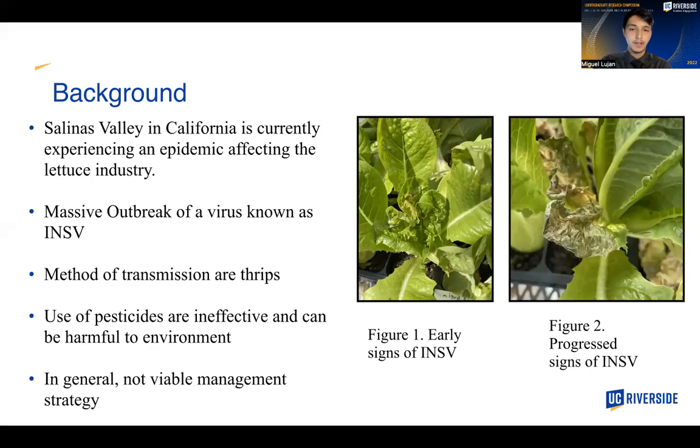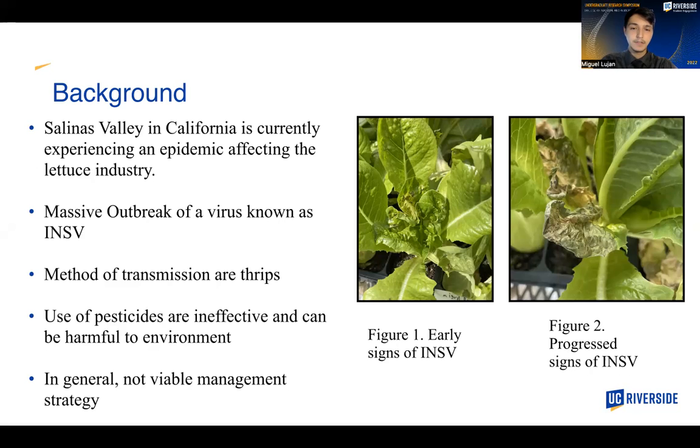So moving on to the first slide, we're going to talk a bit of background on my presentation. The Salinas Valley in California is currently undergoing an epidemic affecting its lettuce industry. The growers are suffering major crop losses due to a plant virus known as impatiens necrotic spot virus, or INSV, which is causing the lettuce in the fields to become damaged and wilted.